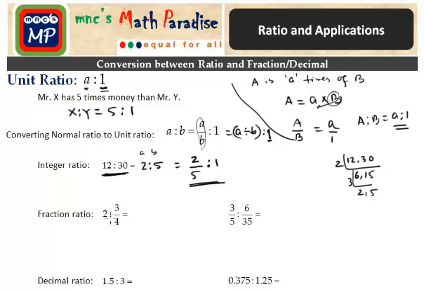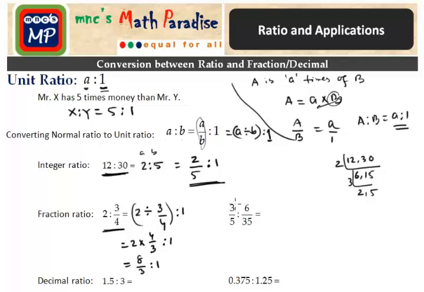Here 2 ratio 3/4. So first quantity 2 divided by second quantity 3/4 and then ratio 1. Now we need to simplify this part. 2 divided by 3/4 can be written as 2 times 4/3 ratio 1. That means 2 times 4 is 8 divided by 3 ratio 1. So this is the unit ratio equivalent to this given normal ratio.